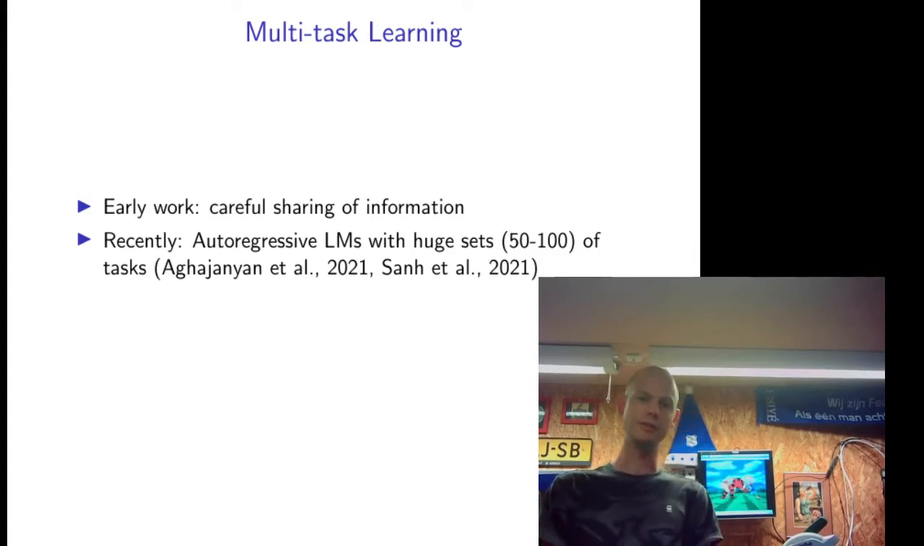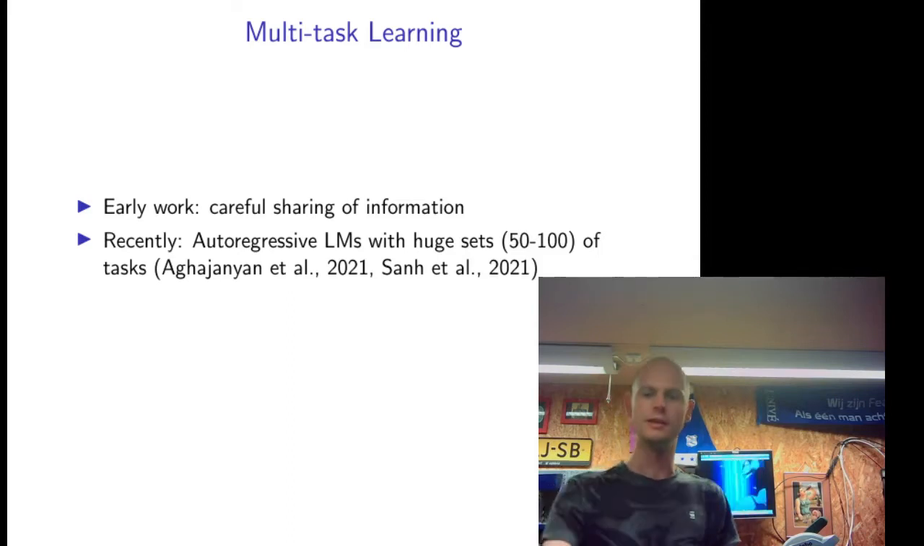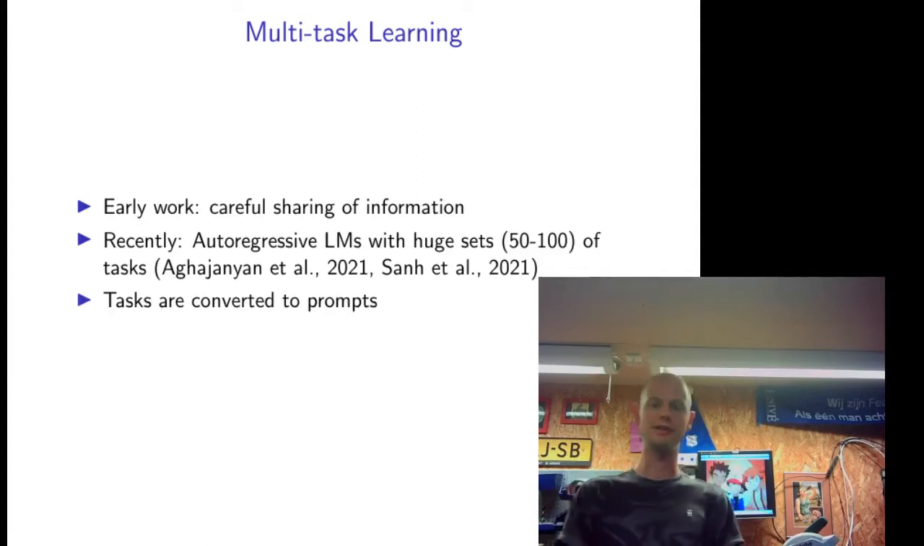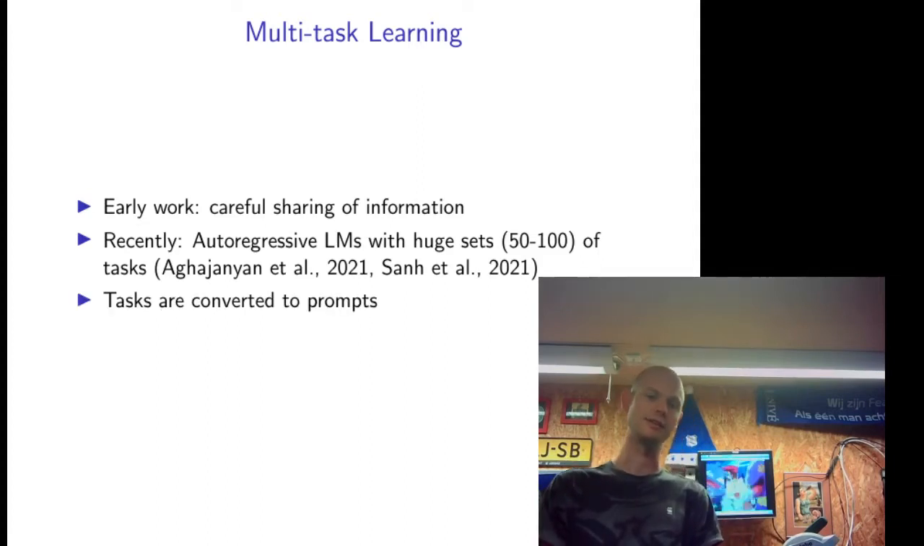Now in early work in multitask learning we used to be very careful about which information to share, not only in the model, but also to select which data sets to use. More recently, autoregressive language models have been used with enormous sets of corpora that are all just trained simultaneously. Now this became possible because autoregressive language models have text as an input and text as an output, and these tasks were converted to prompts, so it's relatively easy to train on multiple tasks at the same time.